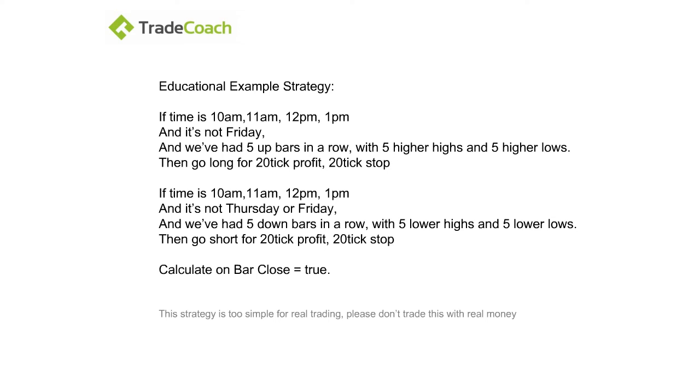If the time is 10, 11, 12, 1, and it's not Thursday or Friday, and we've had 5 down bars in a row, 5 lower highs, 5 lower lows, then we'll go short with a 20-tick profit, 20-tick stop. Calculate on bar close being true, which means based on the end of each hourly candle.